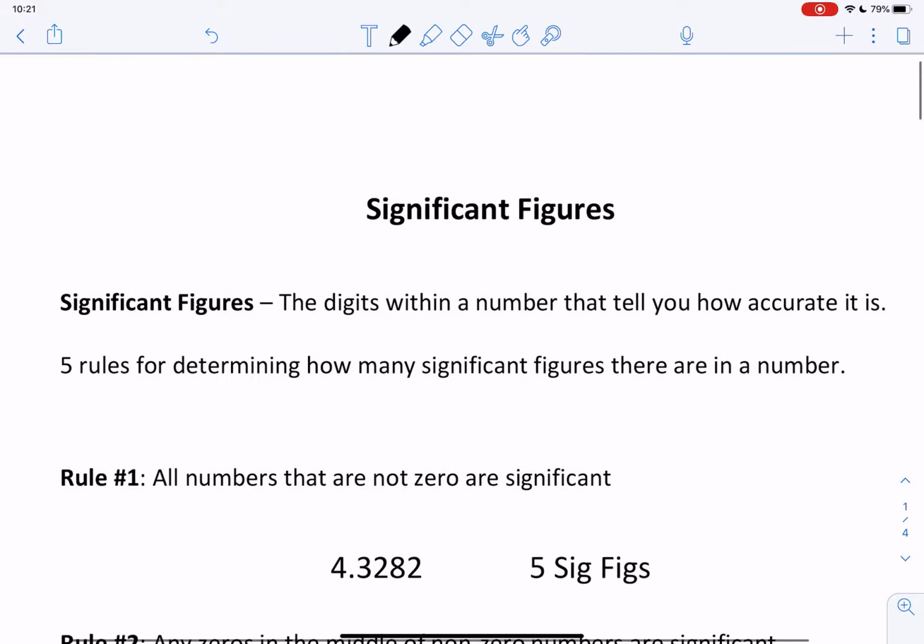Rule number 3, zeros after the decimal are significant. If we look at this one, because there is a decimal here, we count all of the numbers after it, zeros and non-zero numbers included. So here we have 1, 2, 3, 4, 5 significant figures.